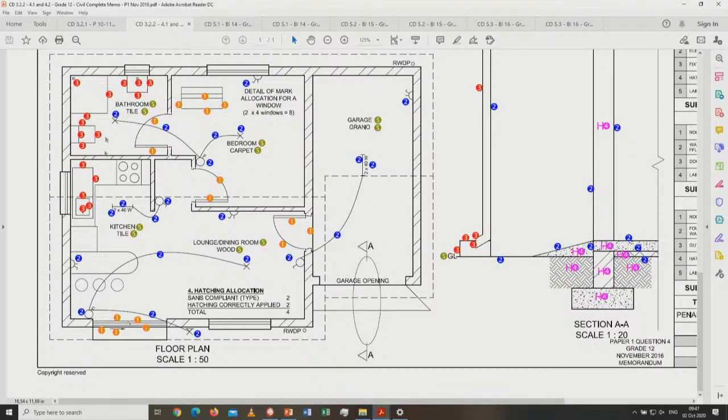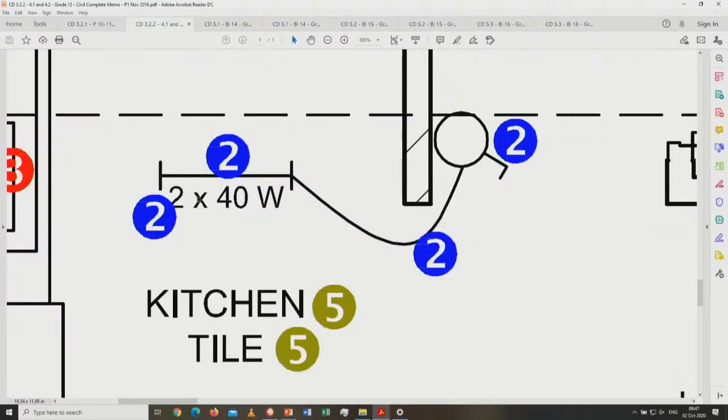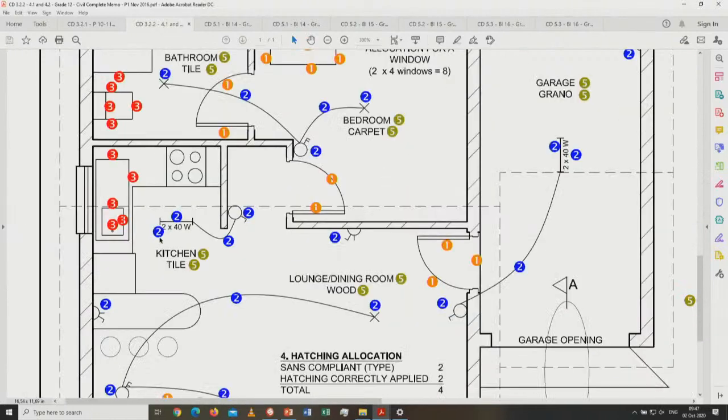There's also another fluorescent light over here, 2 fluorescent lights, 2 tubes multiplied by 40 watts. So therefore, although there's only one line over there, that is the symbol, and this is the number it's requiring. So therefore, don't write the N, just simply write the total amount there.